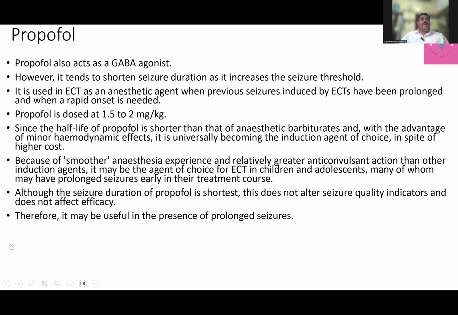Another drug is propofol. Propofol also acts as a GABA agonist. However, it tends to shorten the seizure duration. It increases the seizure threshold. It is used in ECT as an anesthetic agent when previous seizures induced by ECT have been prolonged, or when a rapid onset is needed. Propofol dose is 1.5 to 2 milligram per kg.